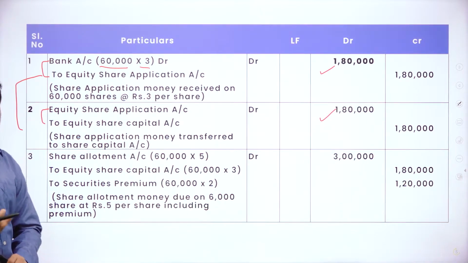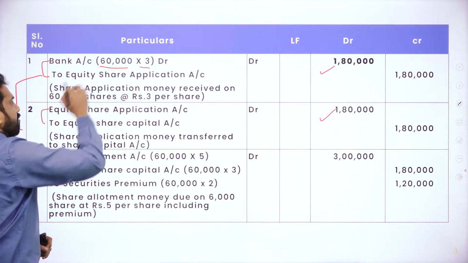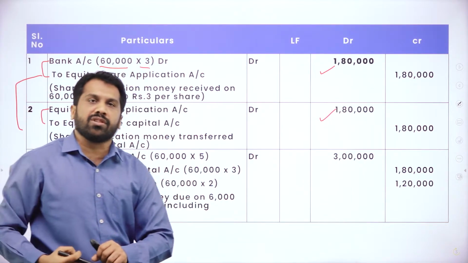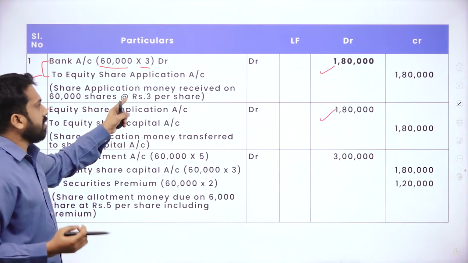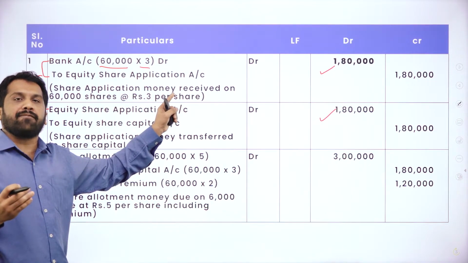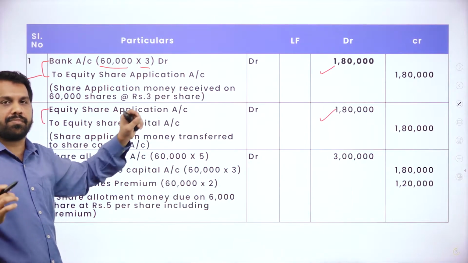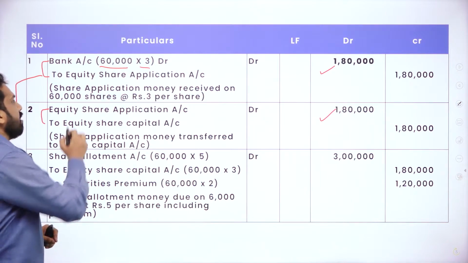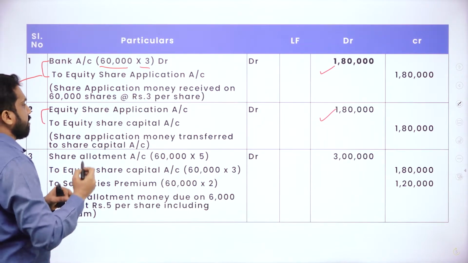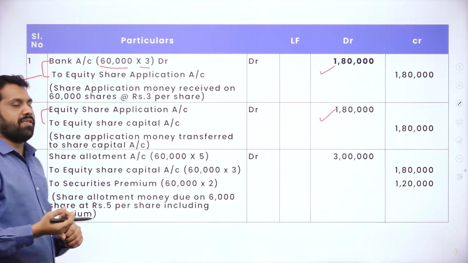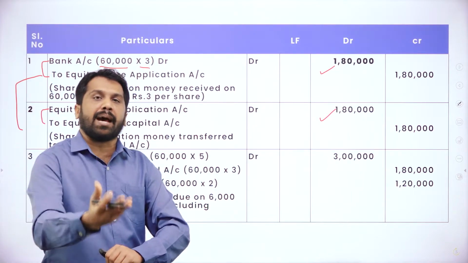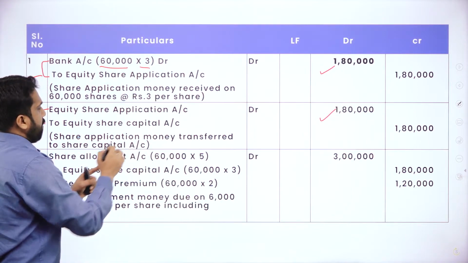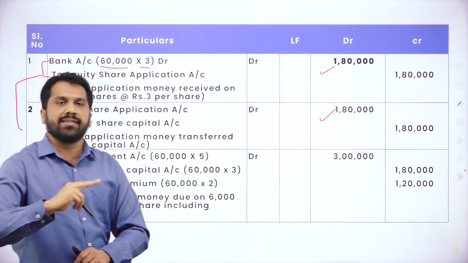Narration is simple. Share application money received. You have received your application. The sentence formation need not be the same. You can frame your own sentence, but it should be related to that particular journal entry. Share application money received. Next, after receiving, we will transfer to capital. Share application money transferred to capital. Easy. Two journal entries done.